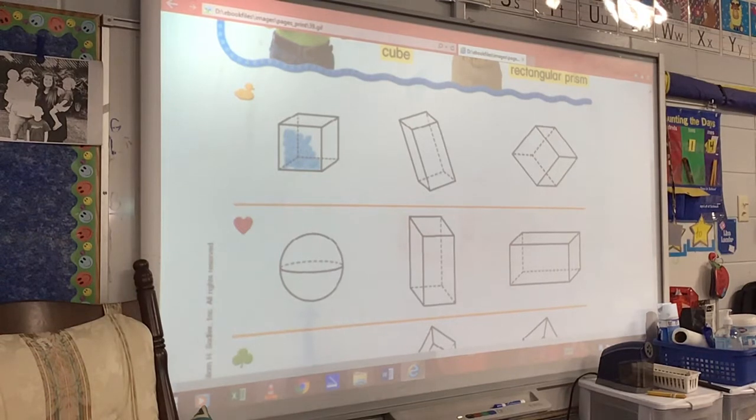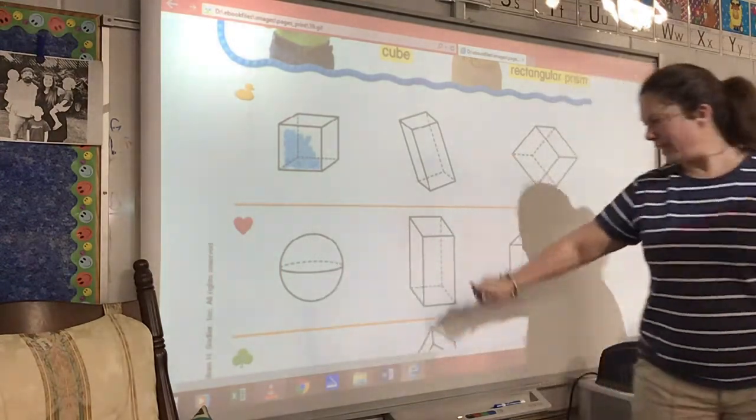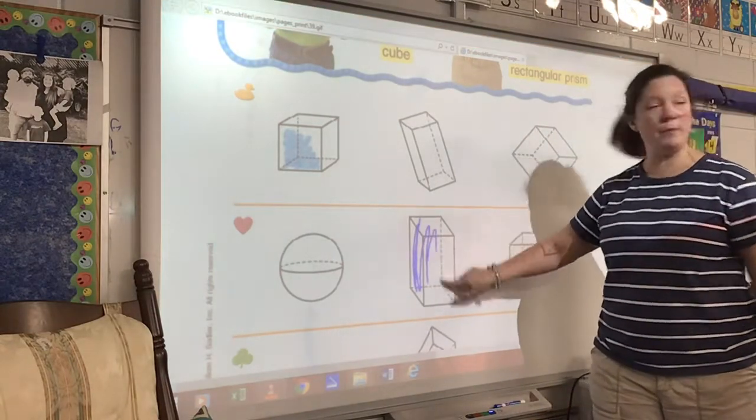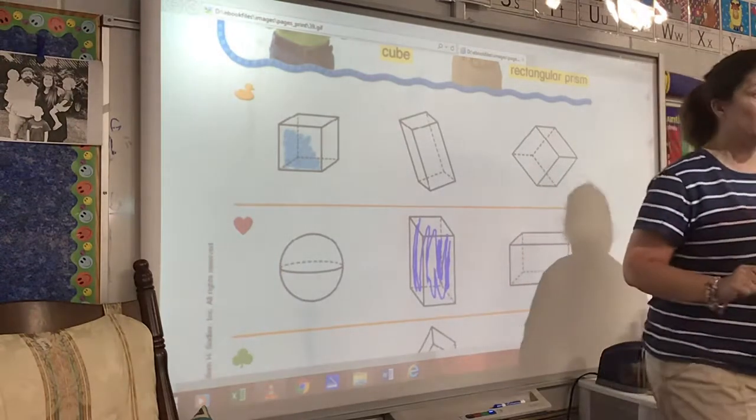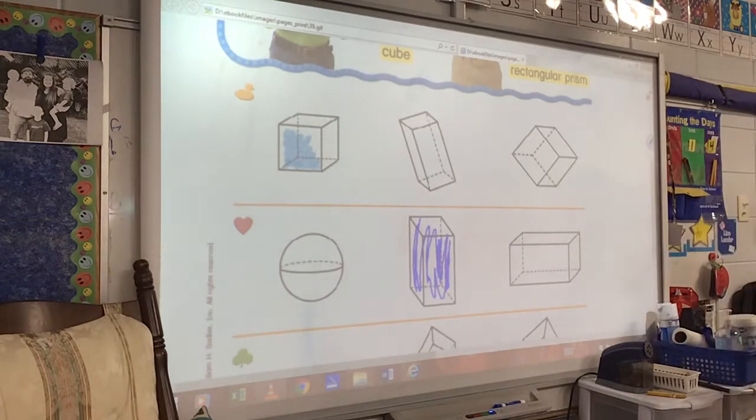So on the row with the heart, what we're going to color now is the rectangular prism. So is this one a rectangular prism? No. Is this one a rectangular prism? Yes. So we're going to color him. Now remember, you color yours neatly. I don't have a good crayon to color mine neatly. I'm just showing you that's one we're going to color. Color yours neatly. Is this a rectangular prism?